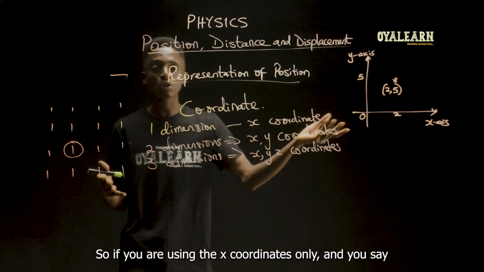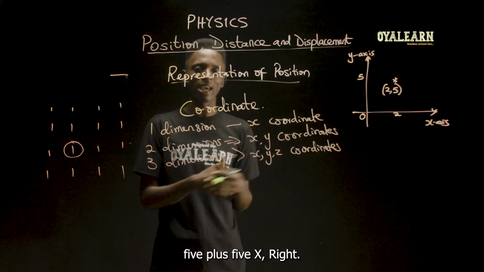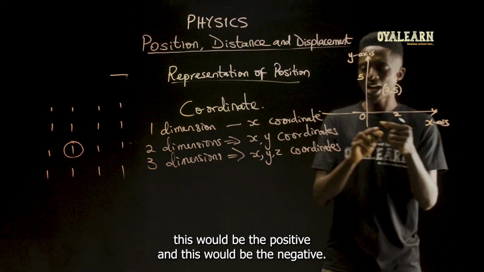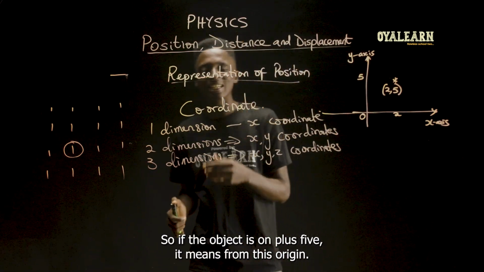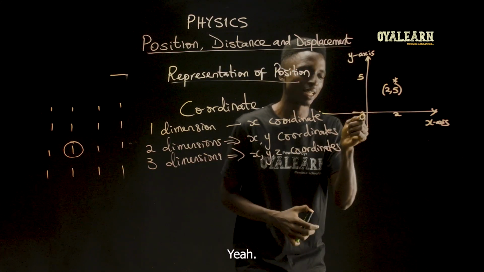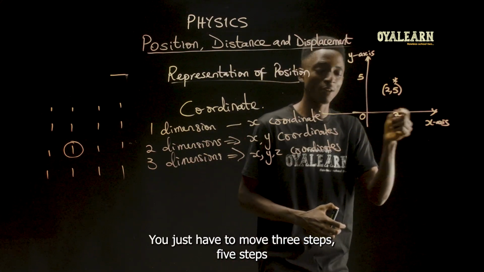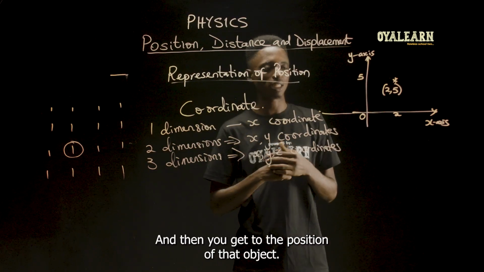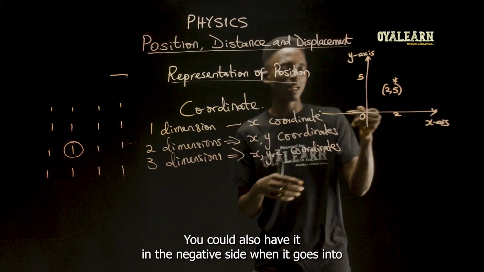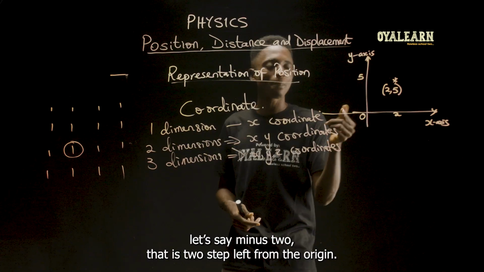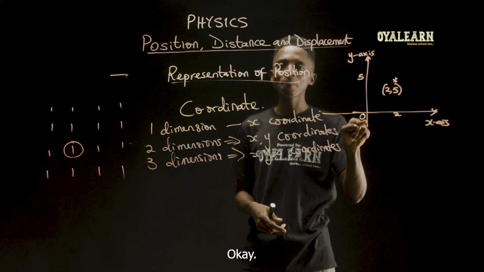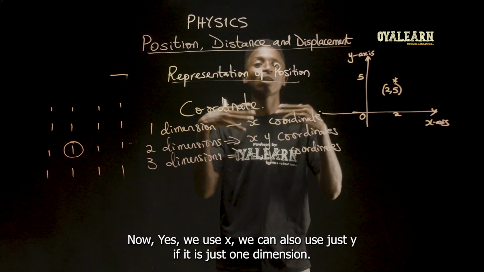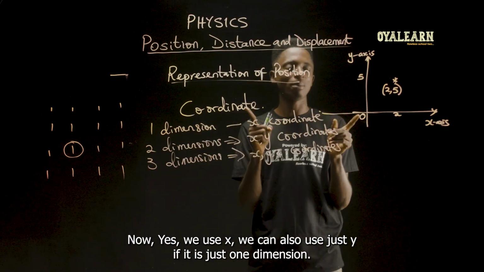So if you're using the x coordinate only and you say plus 5, right? Say for example, this plane, if we extend it this way, this would be the positive and this would be the negative, right? So if the object is on plus 5, it means from this origin here, you just have to move 5 steps to the right, and then you get to the position of that object. You could also have it on the negative side when it goes this way. Let's say minus 2, that is 2 steps left from the origin, okay? And if it is just on the y-axis too, you could do the same thing. Yes, we use x, we can also use just y, if it is just 1 dimension, right?